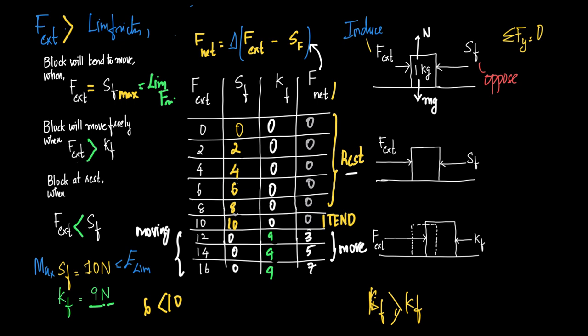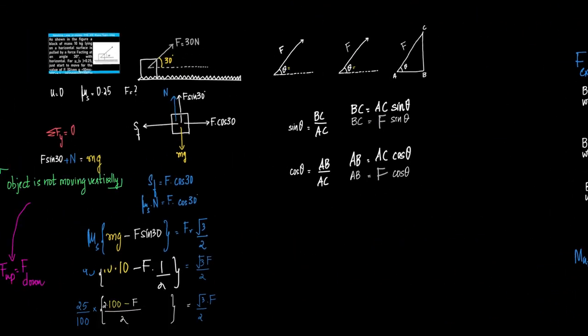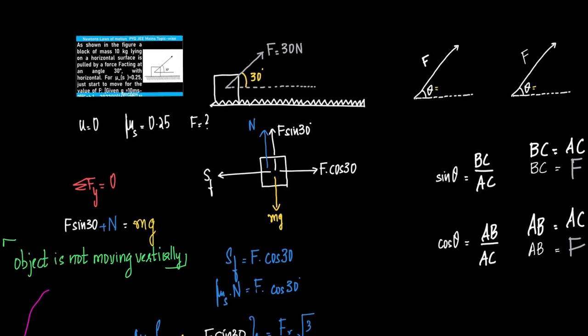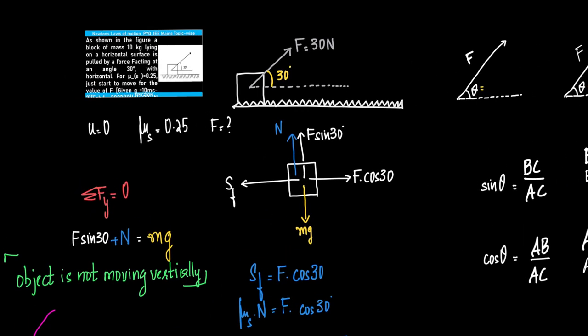Okay, so that's the concept behind static friction. Now let us come back to the question here. So what does the question say? The question says that the body is just about to start moving. In which case, which friction do we have here? Is it static friction or kinetic friction? It is definitely not kinetic friction. It has to be static friction. Now the force is applied at an angle of 30 degrees.